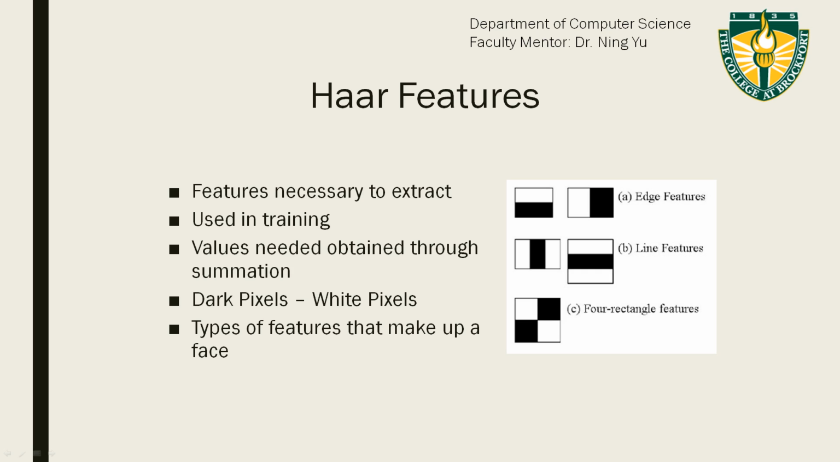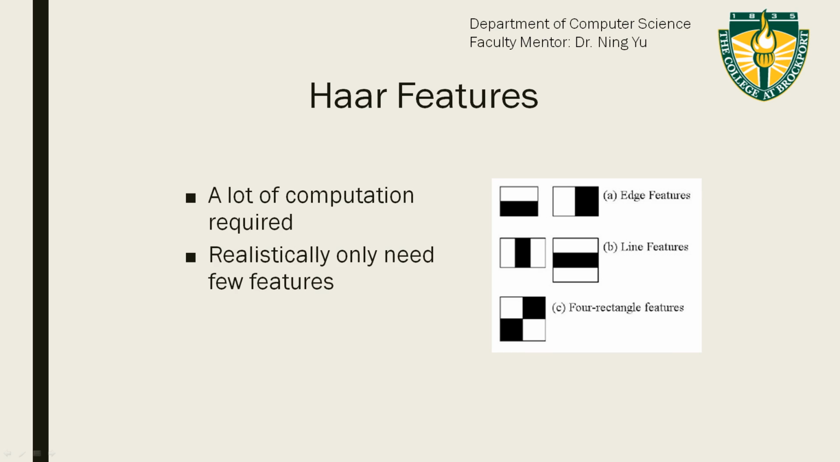In order to do this pixel computation, we take the difference between the dark pixels and the white pixels. In an actual image, it's not going to be this apparent. It's going to be a lot of grays and blacks and whites. But after you do this difference, you do a summation of all those differences together. These are the types of features that make up a face for a Haar Cascade classifier. It's still a lot of computation because you have to do the difference between every single pixel individually. But realistically, if we want to identify a face, we only need a few features.